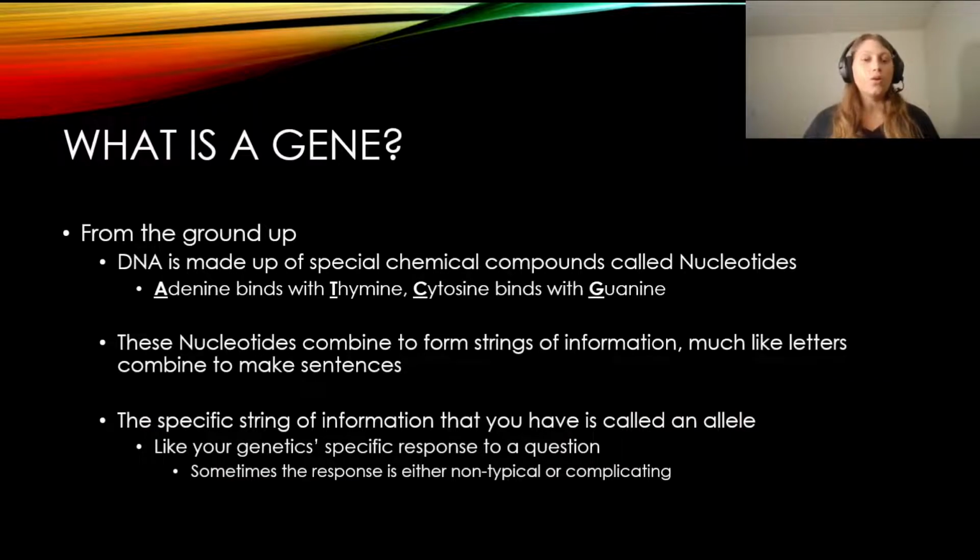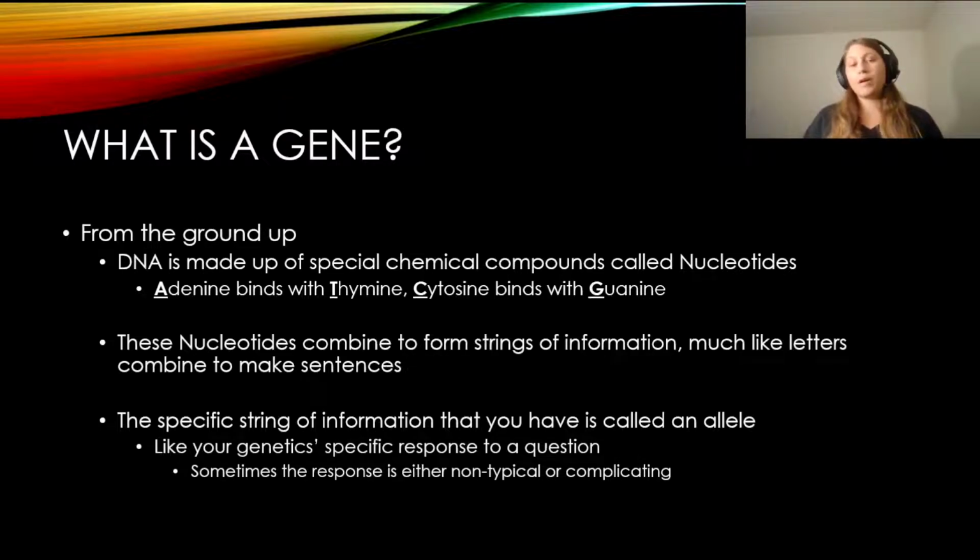So, to begin, what is a gene? Well, from the ground up, DNA is made up of these special chemical compounds called nucleotides. You might have heard of them either in middle school or high school, but essentially they are adenine, thymine, cytosine, and guanine. There's a fourth one called uracil, but we won't get into that today.